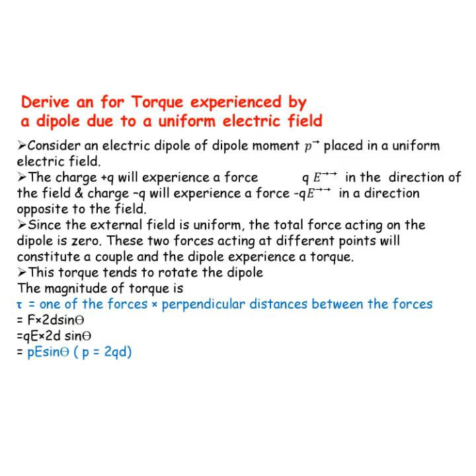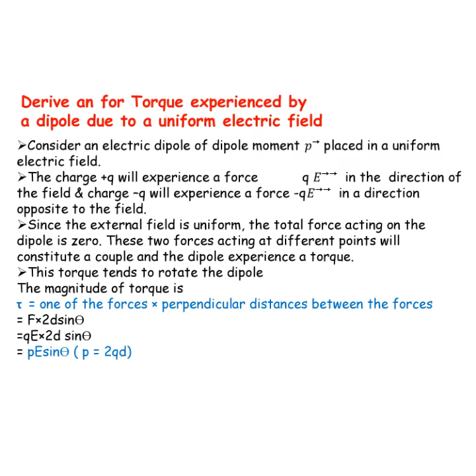Derive an expression for the torque experienced by a dipole due to a uniform electric field. So we want to derive the torque experienced by a dipole in a uniform electric field. First, consider an electric dipole of dipole moment p vector, placed in a uniform electric field.